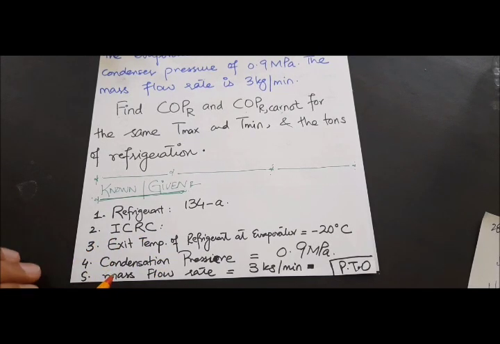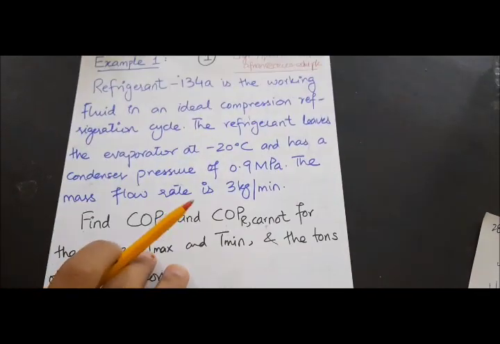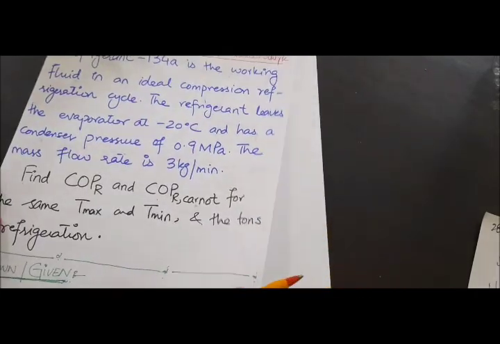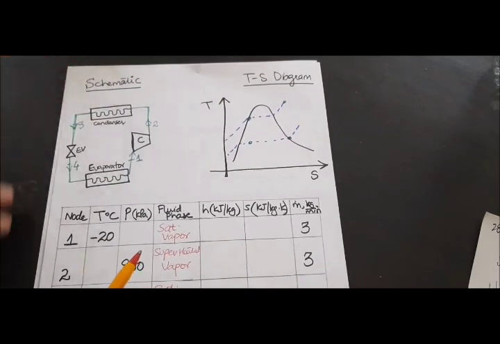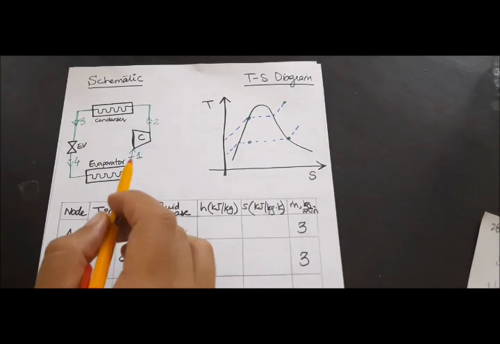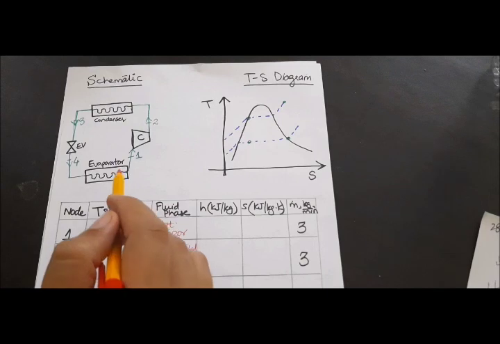Now to further pursue this problem, we have to draw the schematic as well as the TS diagram, and then it would be easy for us to understand what is given and what is required. So this is the schematic and the TS diagram for this problem, and we already have discussed this schematic as well as this TS diagram in the previous lecture.